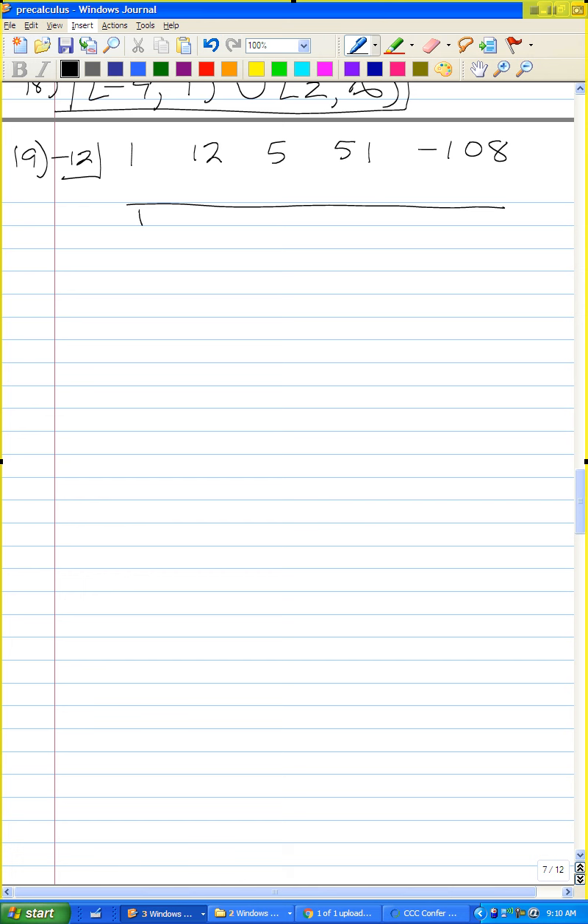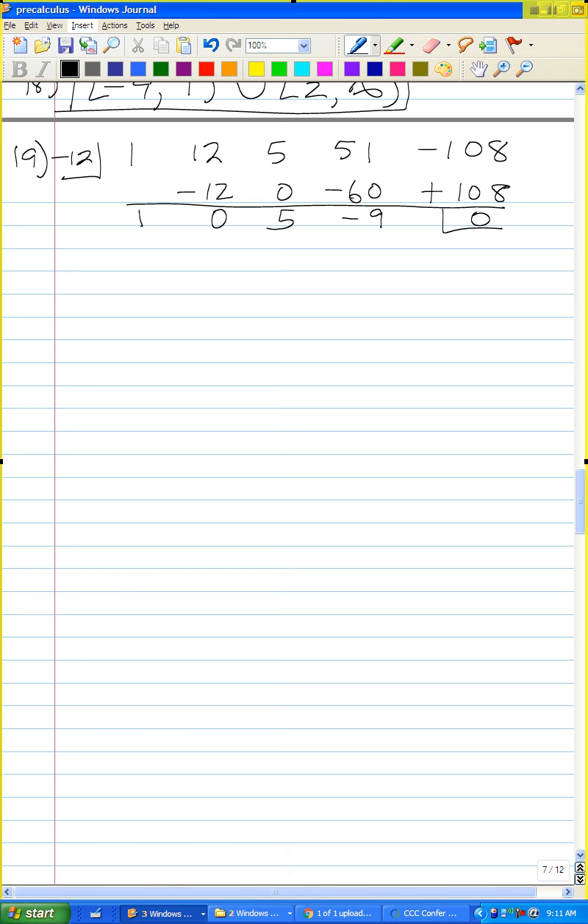Drop down the 1, times negative 12 is negative 12. Oh, that makes it nice. 12 minus 12 is 0, times negative 12 is 0. Plus 5 is 5, times negative 12 is negative 60. 51 minus 60 is negative 9, times negative 12 is going to give you a positive 108. So you get 0. So you have no remainder.